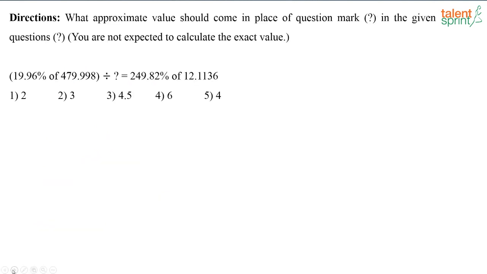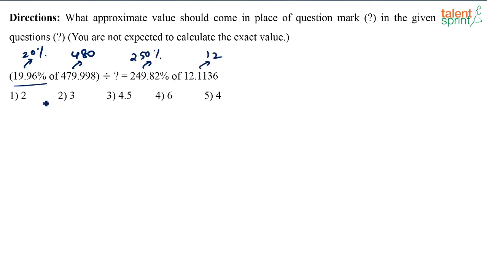Next one. What approximate value should come in place of the question mark in the given questions? You are not expected to calculate the exact value. So, a question on approximation. Approximation questions are very easy. You just have to take the closest value, right? 19.96% means take it as 20%. Take this as 20%, this as 480, this as 250, and let this be 12.